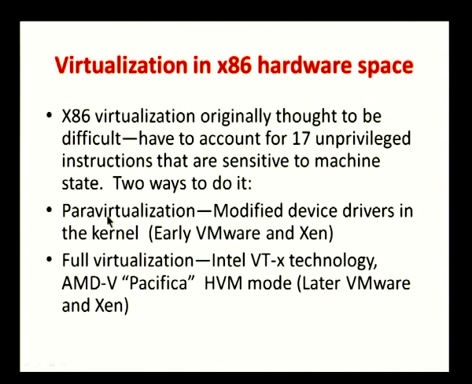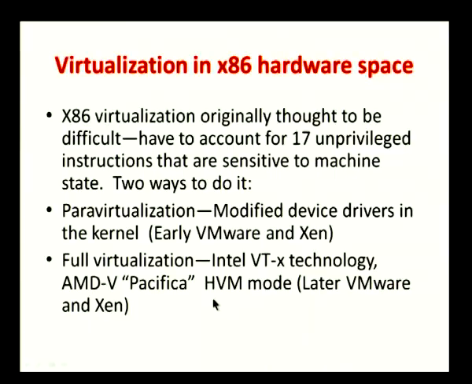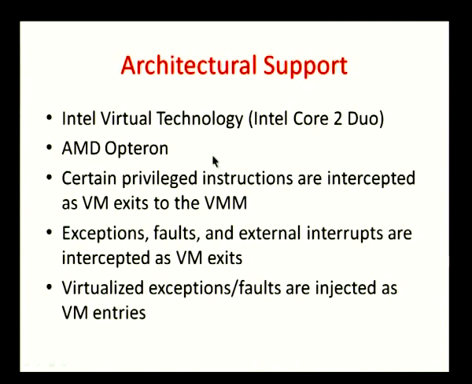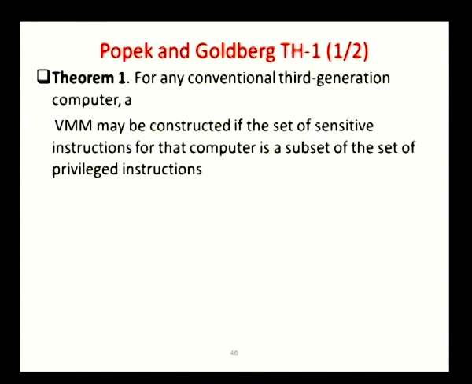In paravirtualization you modify the kernel; in full virtualization the VMM is placed over the OS and it does not change the kernel. It has the provision to execute the various instructions as per the instructions received from the VMM. We have Intel VT, virtual technology, as well as AMD Opteron, which have these features. Certain privileged instructions are intercepted as VM exits to the virtual machine monitor, and exceptions, faults and external interrupts are intercepted as VM exits, and virtualized exceptions and faults are injected as VM entries. These are the architectural supports given to complete the virtualization.